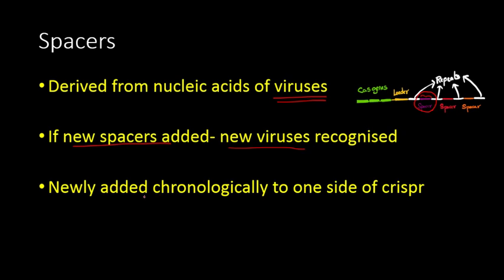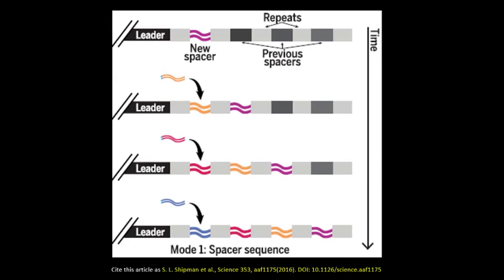That is, the newly added spacers go chronologically to one side of CRISPR. So we can see it is a chronological order, so we can know which infection was first and which was last, as seen in this image. Suppose this is a bacterial genome with the CRISPR locus of the bacterial genome. We can see the repeats. These are the repeats, the similar areas, and these show the previous spacers.